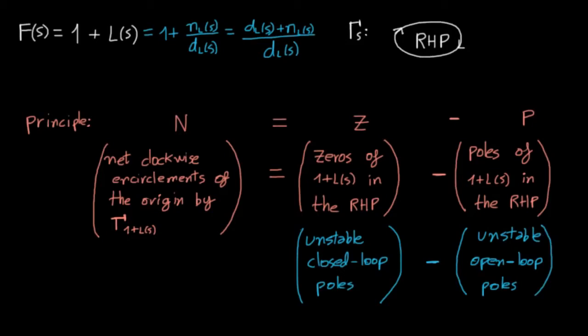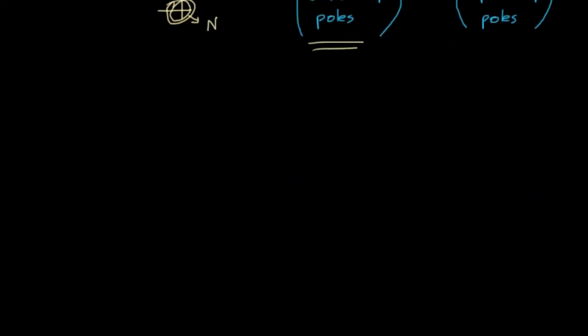So in order to find Z, the number of unstable closed loop poles, all we need to do is to define a trajectory encompassing the whole right half plane, pass that trajectory to the function 1 plus L of s, and count how many times the image trajectory encircles the origin. Such a trajectory was defined by Harry Nyquist, and it is known now as the Nyquist contour.